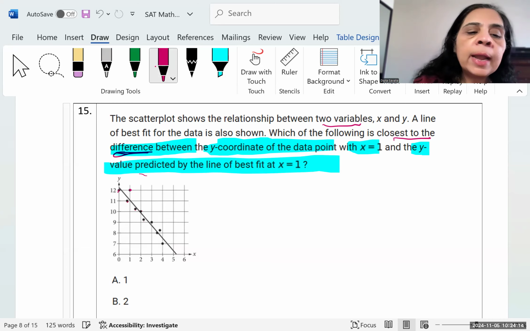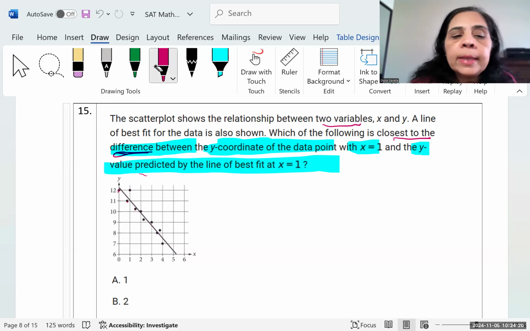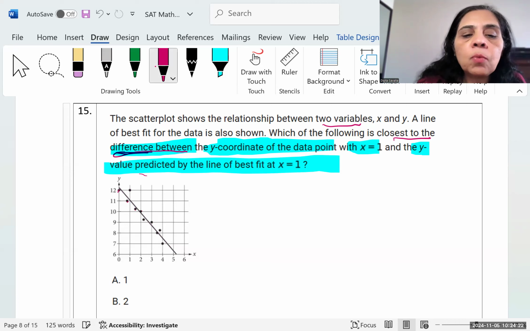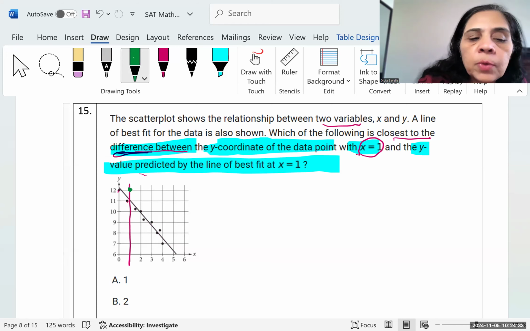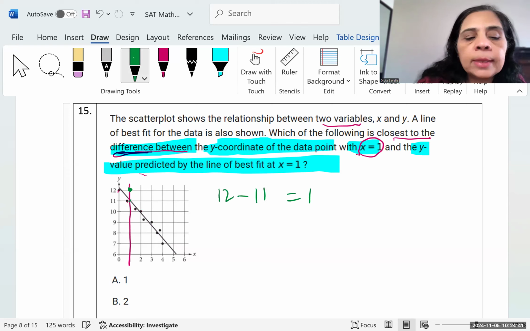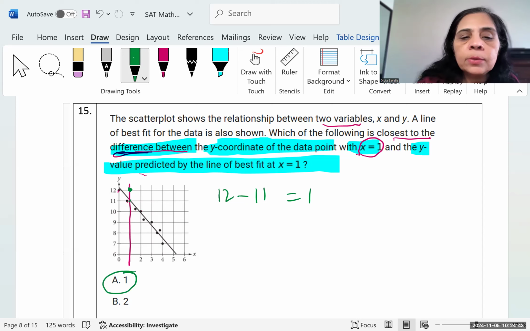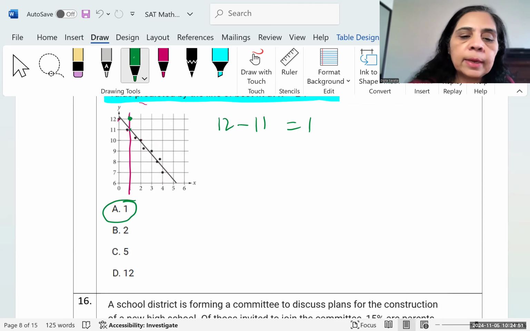Which one is the predicted line? This line is predicted. Okay, so let's understand this. It says the difference between the y coordinate when x is 1. If you check here, this is my real data, so the y value is 12 and the predicted is 11. So 12 minus 11 is 1. Answer choice E. That is the keyword here: remember, the difference between the y coordinate is real data minus predicted line.